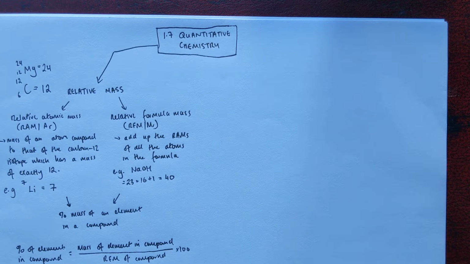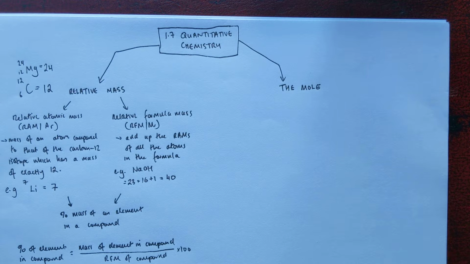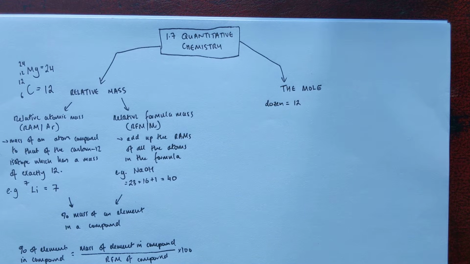Now the second main concept in this topic after relative mass is the mole. Now the mole has a bit of a reputation as being quite a difficult concept to understand in chemistry, but all you have to think about with it is it's just a word that represents a number. And we see that now in other cases in the language we use. For example, if you look at the word dozen, that is just a word that represents the number 12. The mole is no different to this.